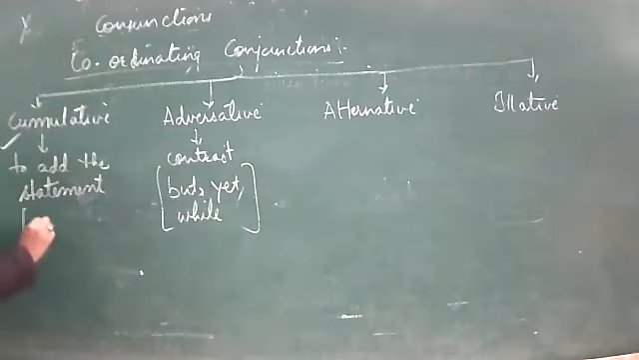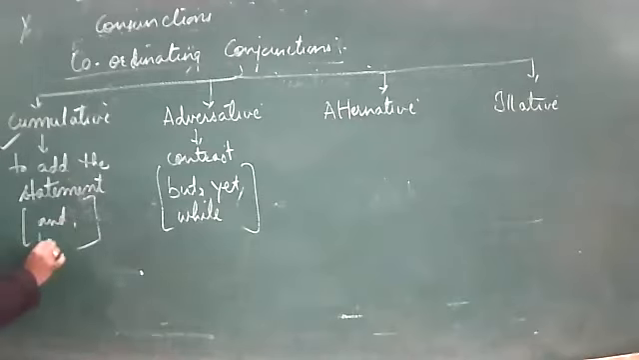Here, mainly, and. Means with and, we are adding on the statement. And, both, as well as. For example, he is both intelligent and hardworking. He is intelligent as well as hardworking. All these three ways can be used to add on the statement. Okay, so these are the ways of joining sentences.